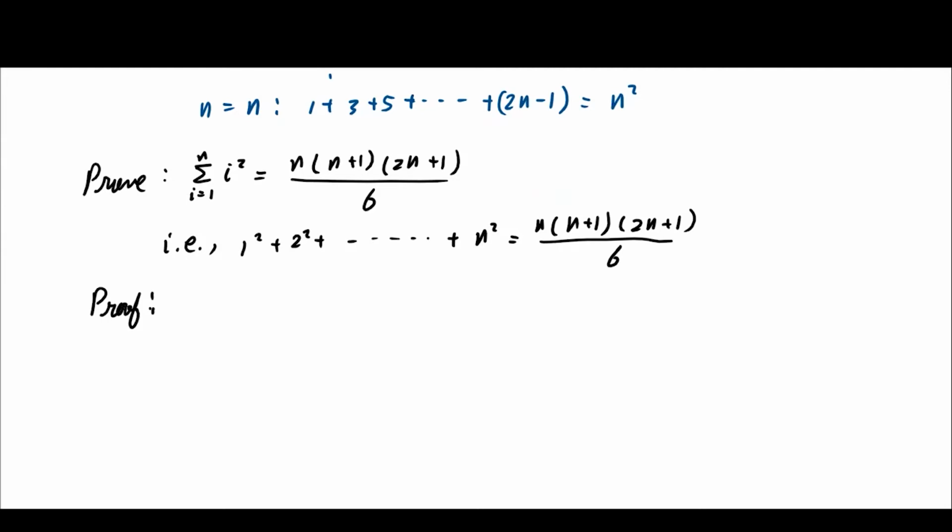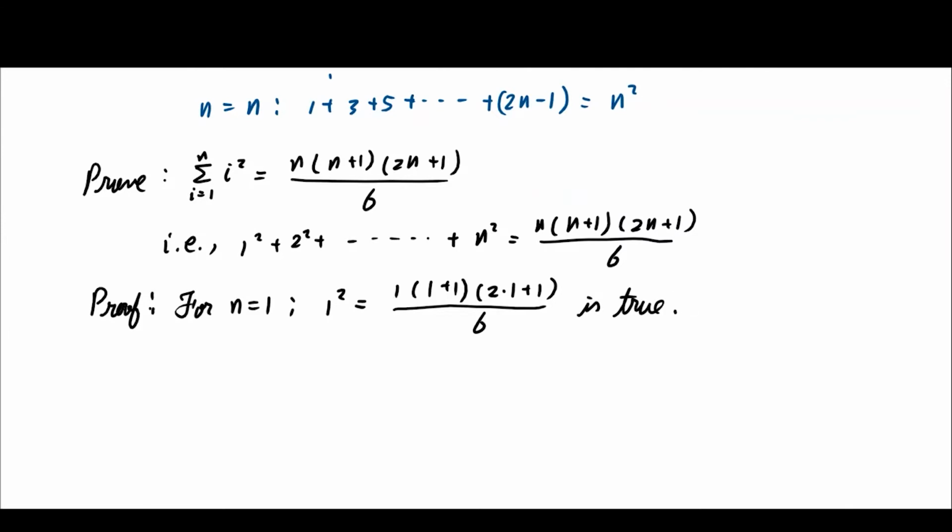Okay, so first, for k is equal to 1, or n is equal to 1, right? Let's see if the baseline is true. On the left-hand side, you have this, right? And on the right-hand side, if you substitute 1, you have 1, and then 1 plus 1, and then 2 times 1 plus 1 over 6. Does that thing simplify to 1? Yeah, it does, right? So this is true. So it's true for when n is equal to 1. We have established the baseline. This is the first domino.